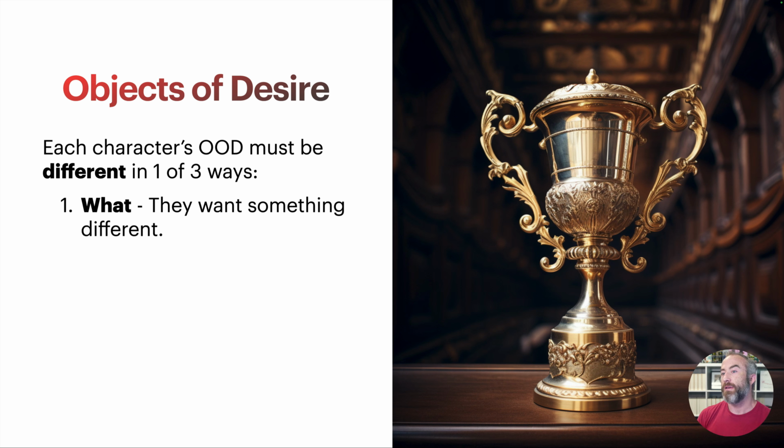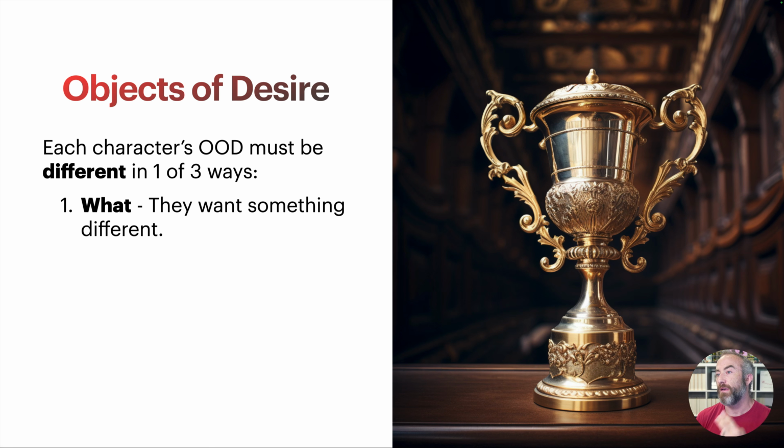So the first one is pretty clear cut. They just want something different. So if I was going to lunch with a friend and I wanted him to loan me $50,000 and he did not want to loan me $50,000, our objects of desire are different. I want the $50,000 and he doesn't want to give it to me. So that's pretty clear. So the antagonist of your character is often just wanting something completely different. This is the simplest to write, the simplest to wrap your heads around.